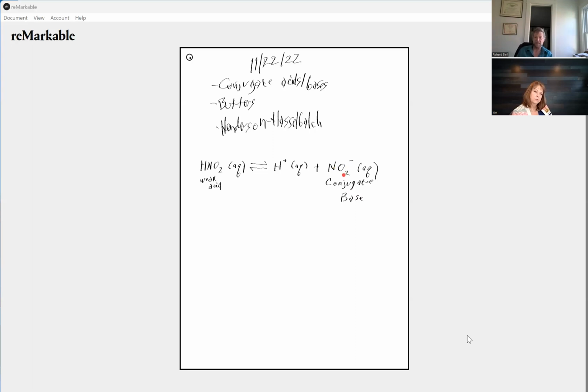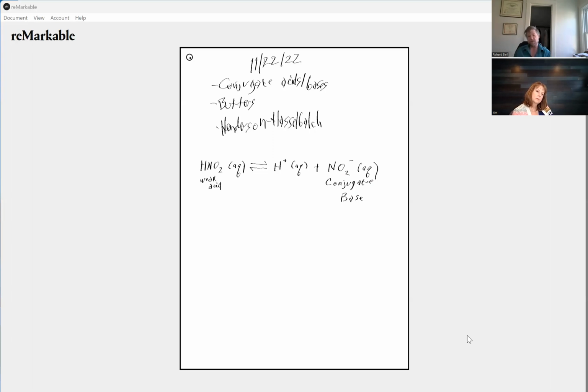If we were to write this in the opposite direction, H+ plus NO2- going to HNO2, then it would simply be a base. It would be a Bronsted-Lowry base, but it would still just be a base. Because it's on the product side, we call it the conjugate base.